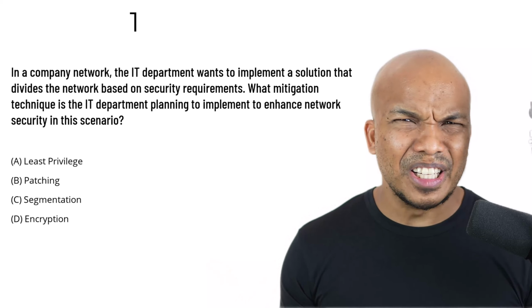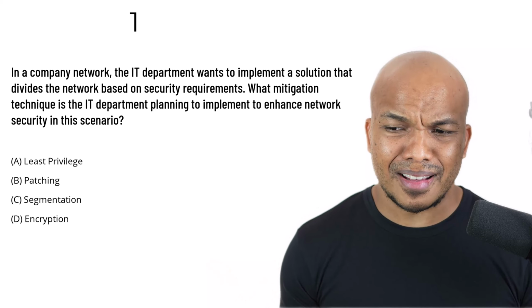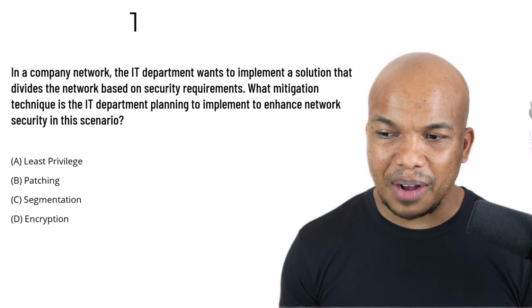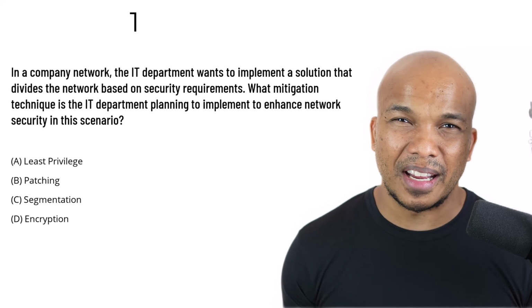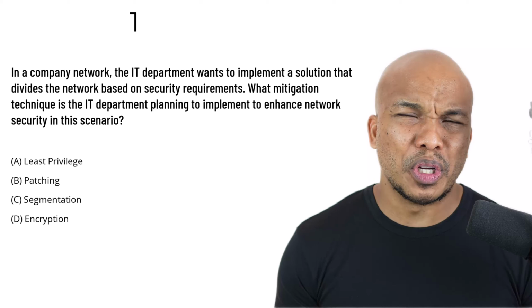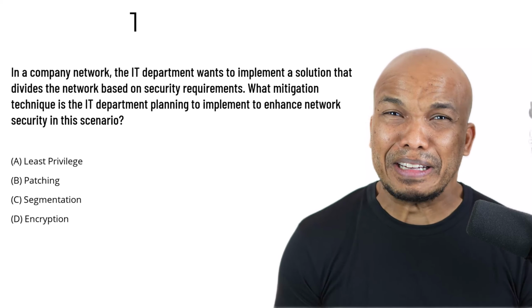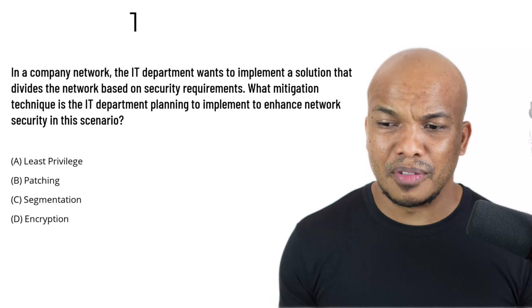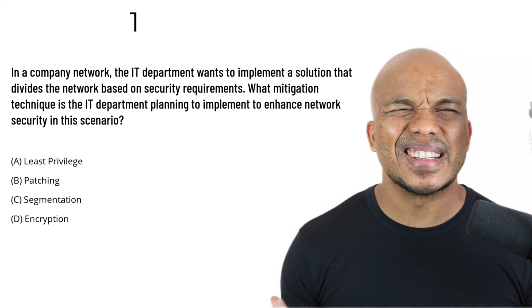So least privilege, that really does nothing. Patching, how is that going to divide a network? You're not really dividing a network by patching. And then encryption, again, you're not dividing a network by encrypting the data. So the very obvious answer in here should be segmentation.